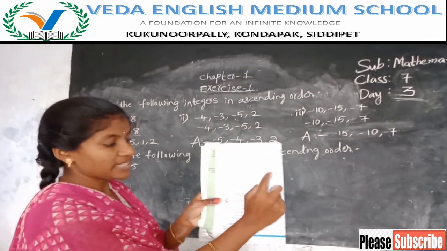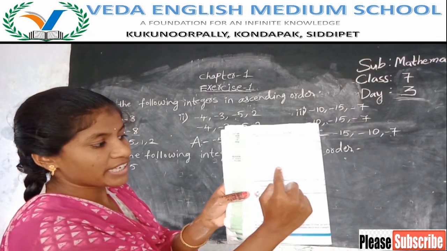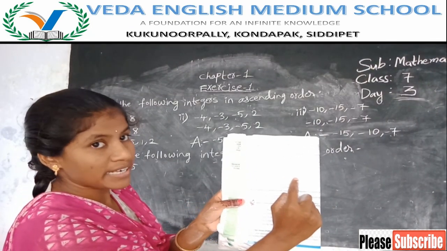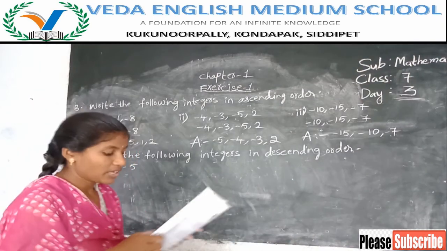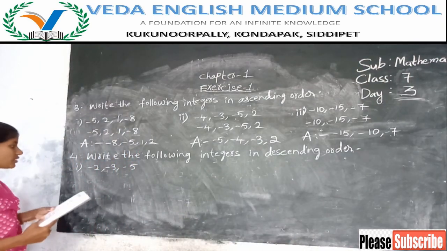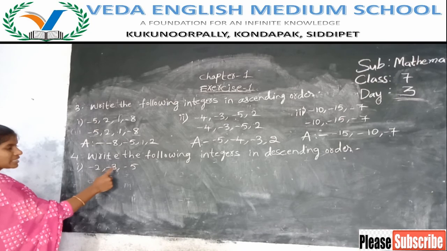The third bit has completed, ascending order. Now the fourth bit. Write the following integers in descending order. Descending order means biggest to smallest. Now we are discussing the fourth bit. First question is -2, -3, -5.